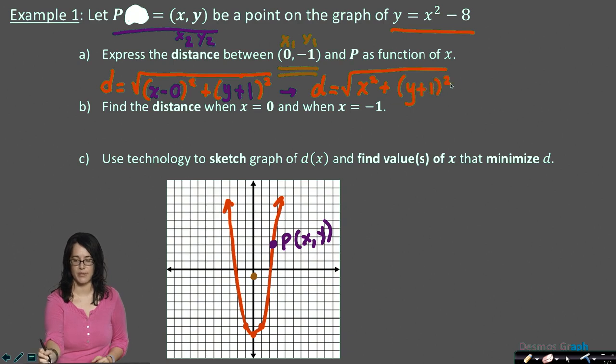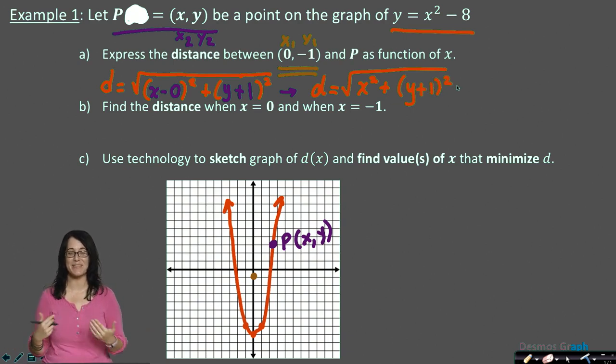So what does this mean to us? Maybe it means nothing to you. Okay, what this means to someone who understands what it's saying is that if you know the x and the y coordinate of your moving point, this point P, so maybe this is at 2, 2, we don't know where it is right now, right? If you know the x and the y coordinate of that location, you immediately can have the distance between that location and the fixed point 0, negative 1.